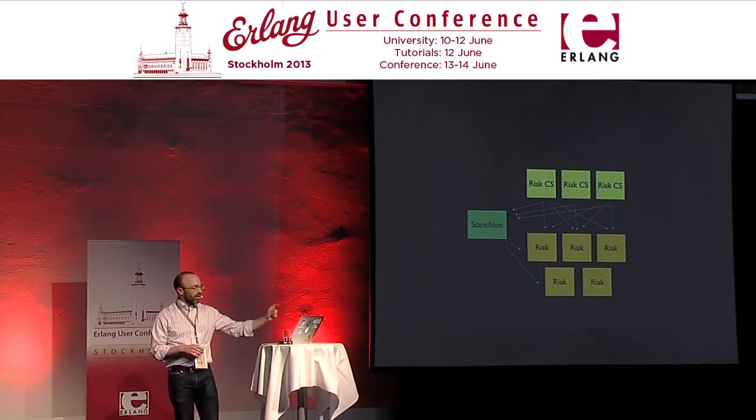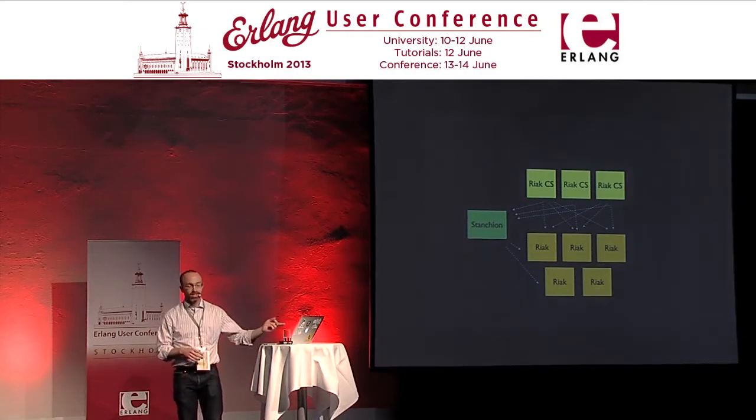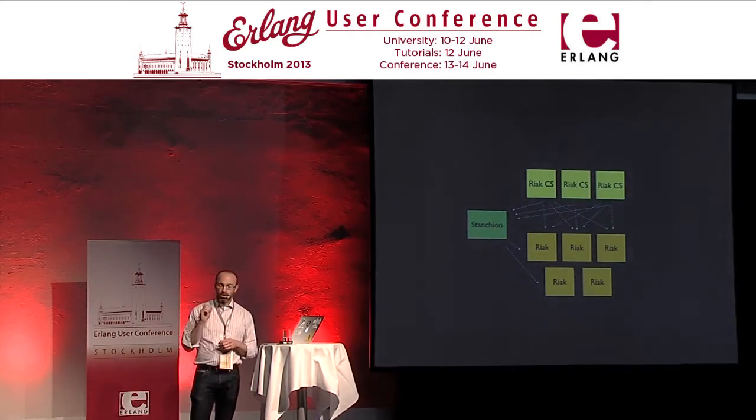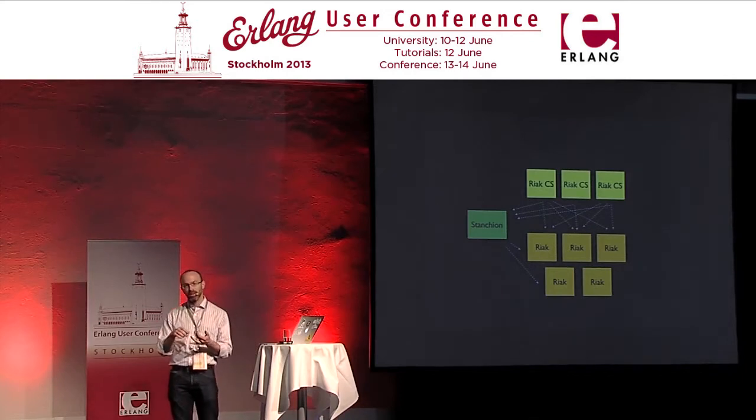The one other box on here is that green box that says stanchion on it. There are very few pieces of data in RiakCS that have a global name. So across all users, only one user is allowed to use that name at any time. That's usernames and bucket names.